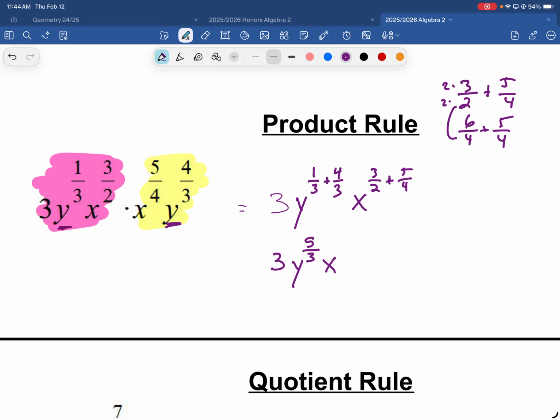My x value then, add the numerators, is 11. The denominator stays the same. That's our solution, and that's the product rule. Product rule means you add the exponents. They just happen to be fractions now. You perform the operations within there. And for today, we're just leaving it like this. We're not going to fix this. There's ways it could be fixed. We're not going to do that today. Questions with the product rule?